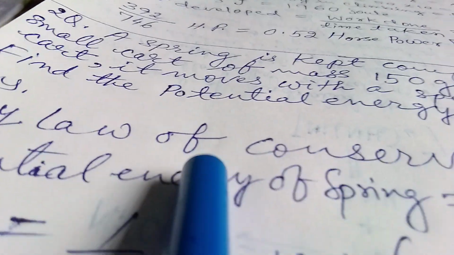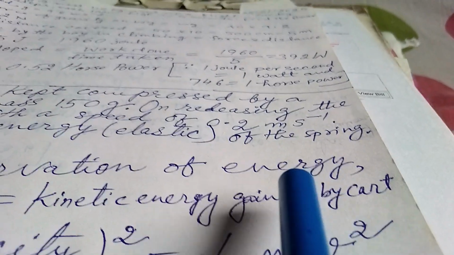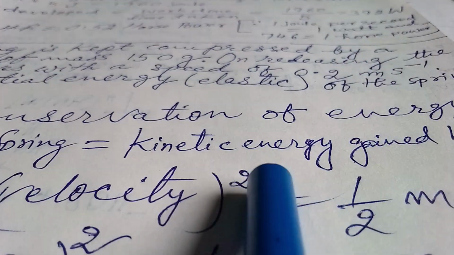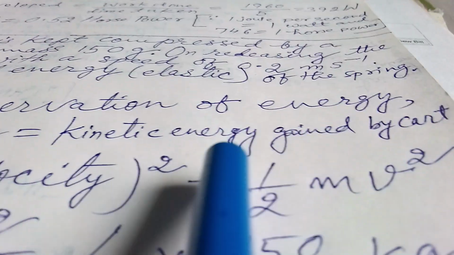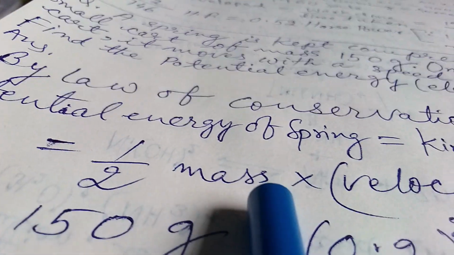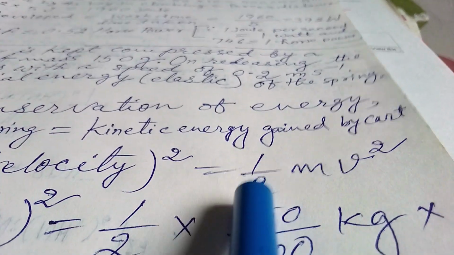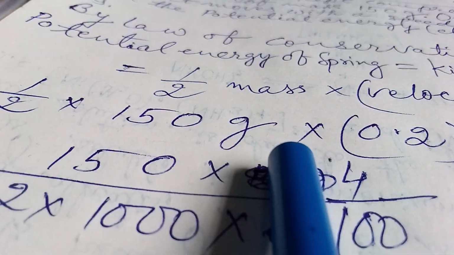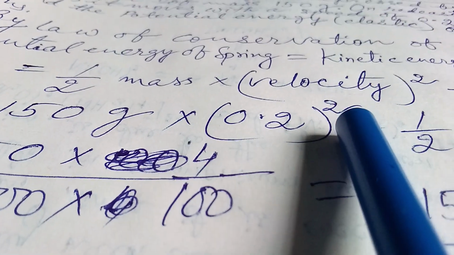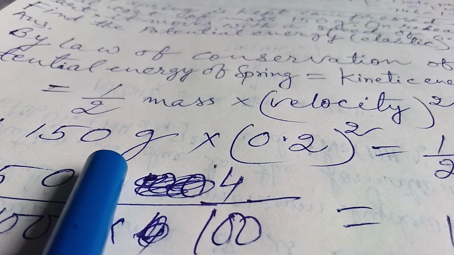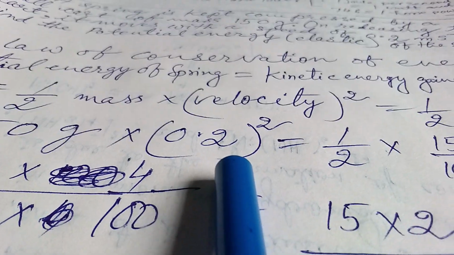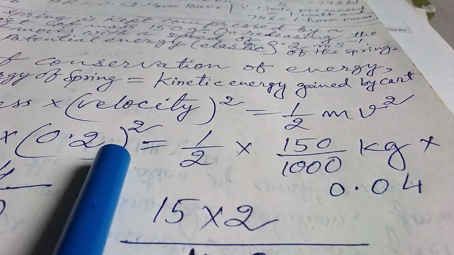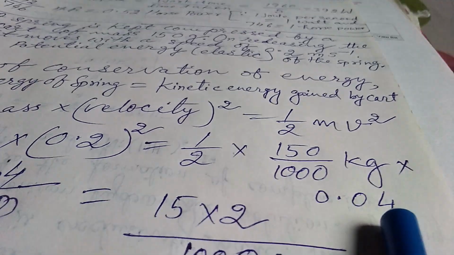So the answer is, by the law of conservation of energy, we know that potential energy of a spring is equal to kinetic energy gained by the cart, and that is equal to 1 by 2 mv square. So that's equal to 1 by 2 into 150 gram into 0.2 square. Now we have to convert it into kg because in the SI system we have to keep all physical quantities in SI units. So 1 by 2 into 150 by 1000 kg into 0.2 whole square, which becomes 0.04.